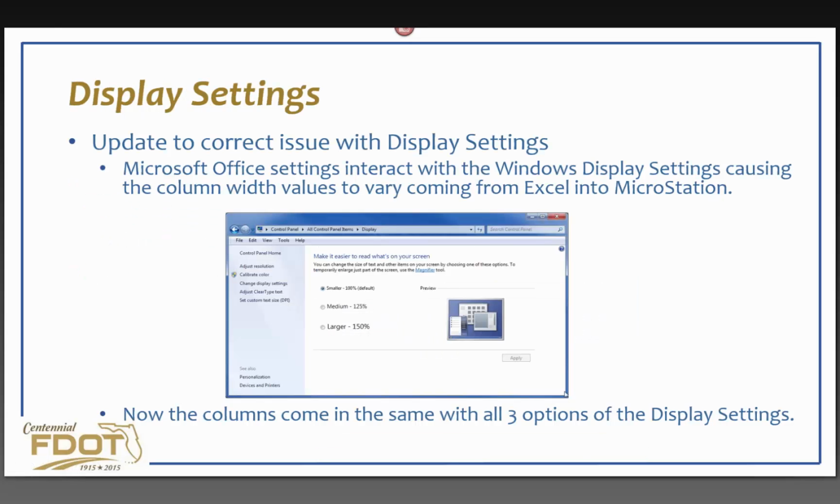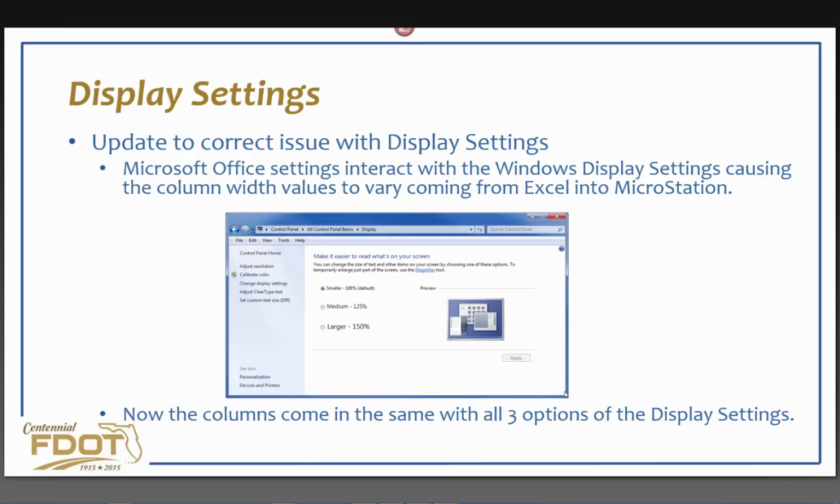The first thing that I wanted to talk about, there's some of you that have seen this issue. It's a problem that we had with LDM with the Windows display settings. And Microsoft Office interacts with those display settings, and what it causes is a variation in the column widths whenever we bring Excel templates into MicroStation using LDM.